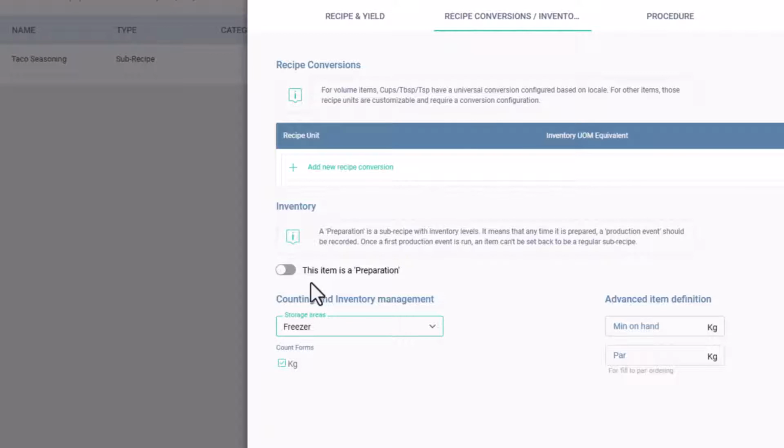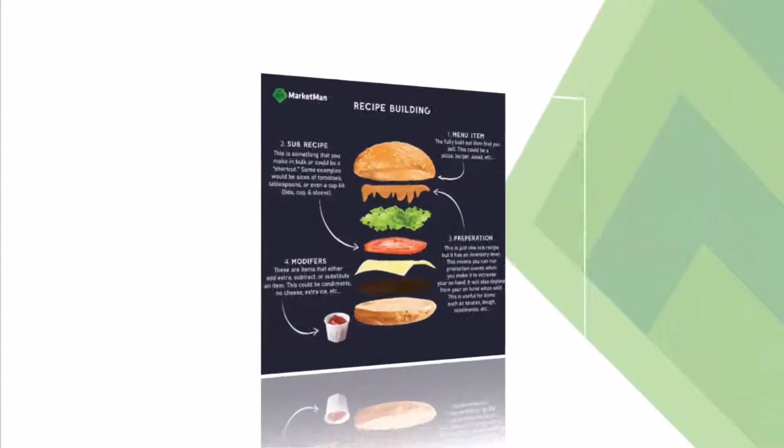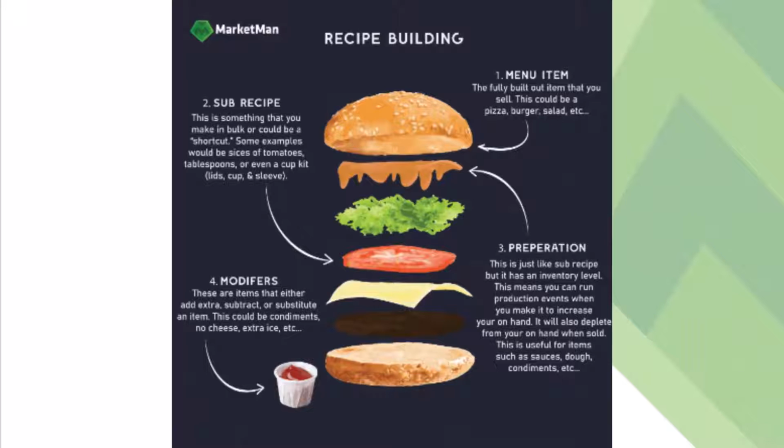We can also turn this sub-recipe into a preparation item. However, this action is irreversible, so let's explain it first. Sub-recipe is essentially a short-term batch, like sliced tomato for hamburger, while preparation is a long-term batch that is tracked in the system, like hamburger patties that are made in advance and frozen.